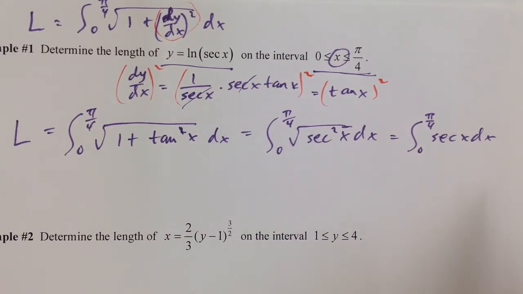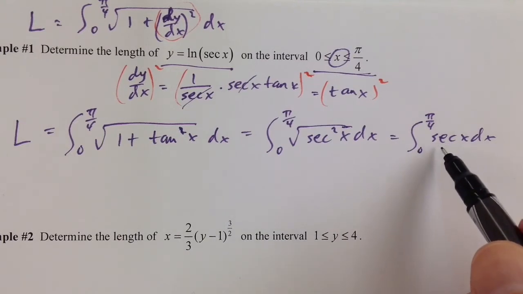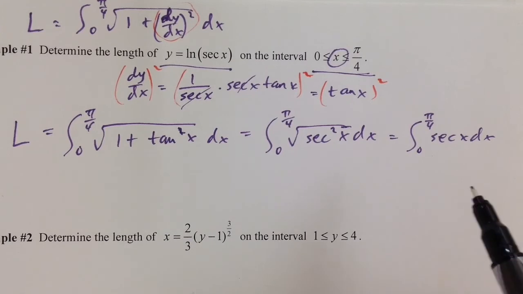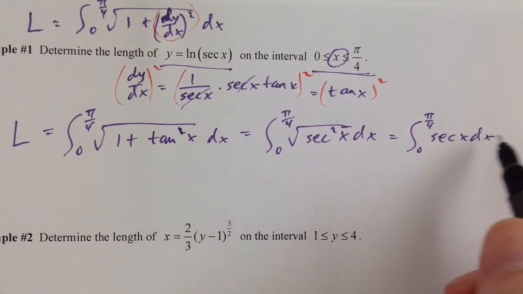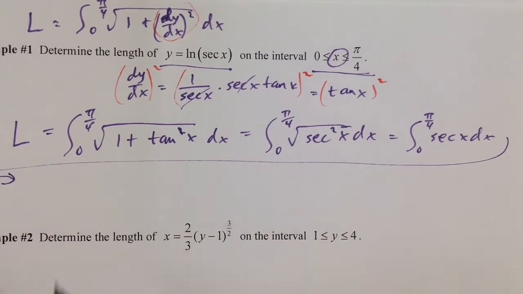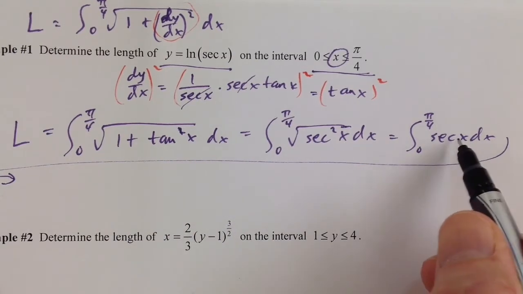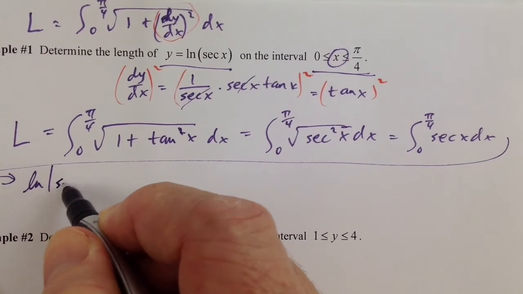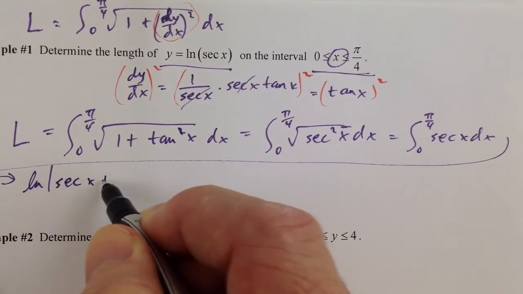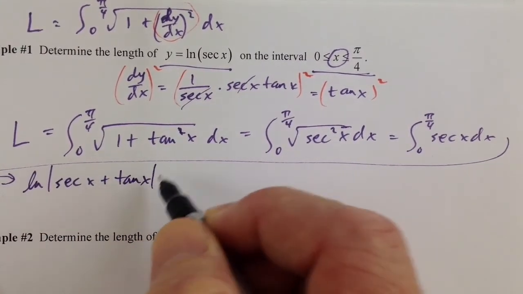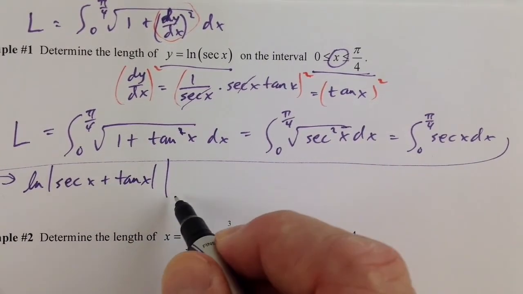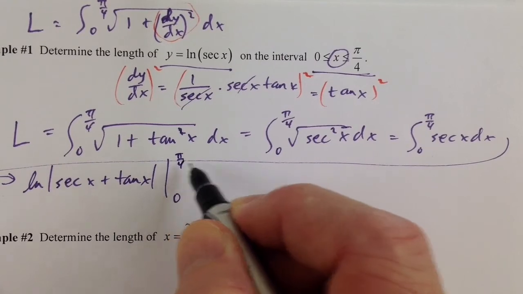Okay, so where are we at here? What's the integral of the secant of x? Well, that's a bit tricky. So I'm not going to make you do that. I'm just going to give you the formula, and we're going to go all the way back over here. The antiderivative of the secant of x happens to be the ln of the absolute value of the secant of x plus the tangent of x. Okay, and we're going to evaluate this antiderivative from 0 to pi over 4.